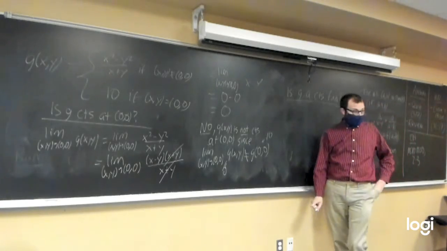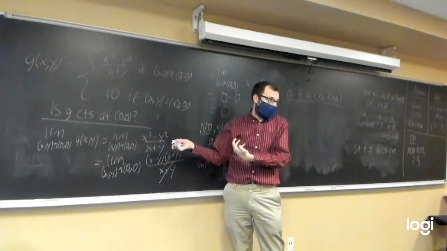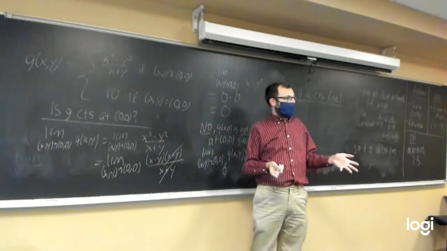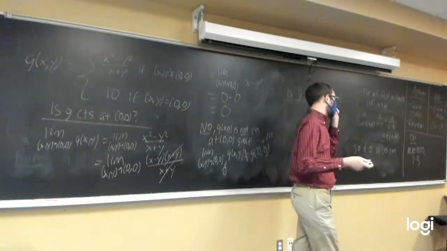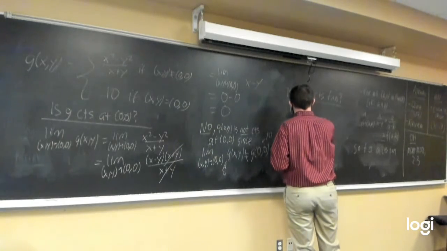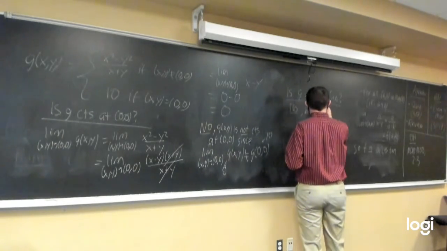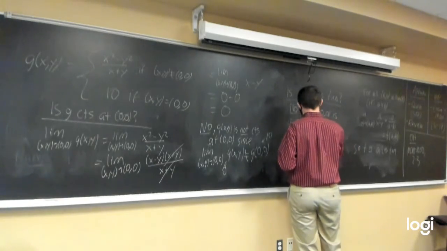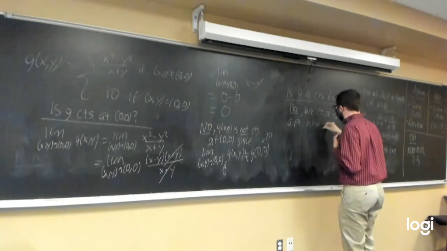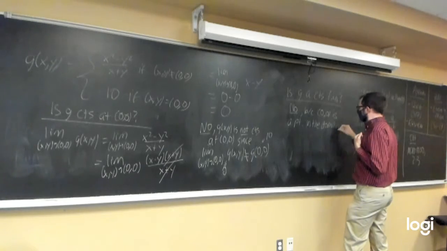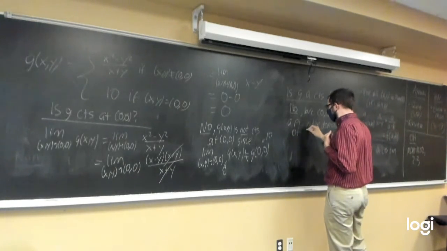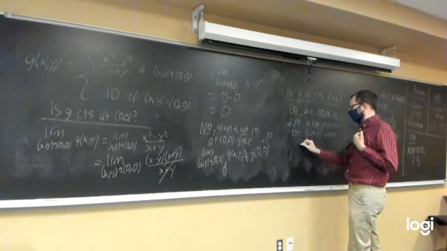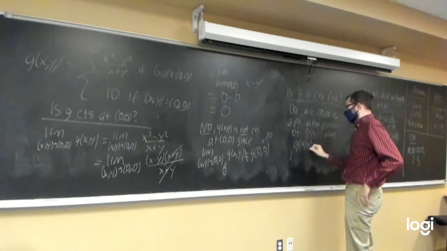Yeah, it's because (0, 0) in this case is a point in the domain at which our function is not continuous, and that's enough to cause g to not be a continuous function. So no, because (0, 0) is a point in the domain of g where g is not continuous.